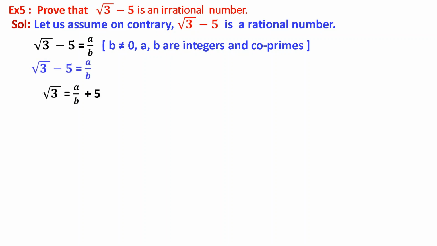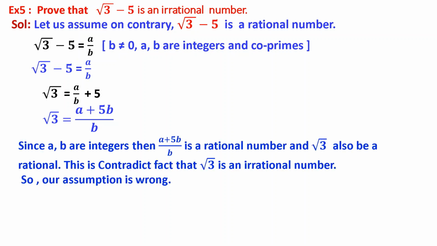On transferring 5 to the right side, we get root 3 is equal to a by b plus 5. Now on simplifying, we get root 3 is equal to (a plus 5b) by b. Since a, b are integers, (a plus 5b) by b is a rational number, and root 3 would also be rational. But this contradicts the fact that root 3 is an irrational number. So the assumption is wrong. Therefore root 3 minus 5 is irrational. Hence proved.